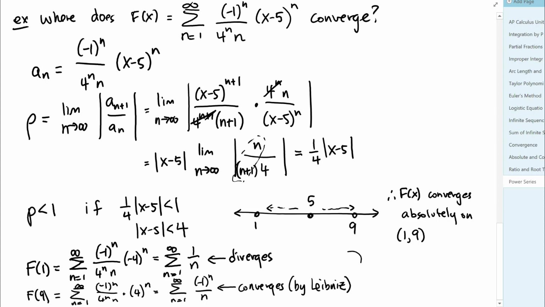And so this new piece of information added to this information tells me that f of x converges absolutely on 1, and now it includes 9.